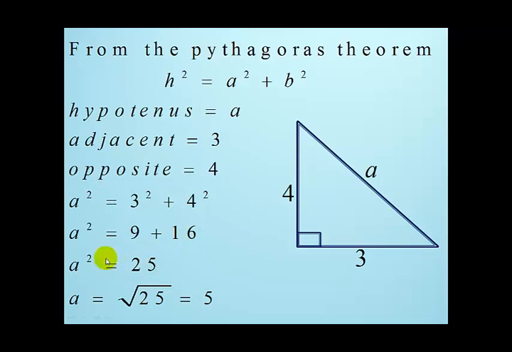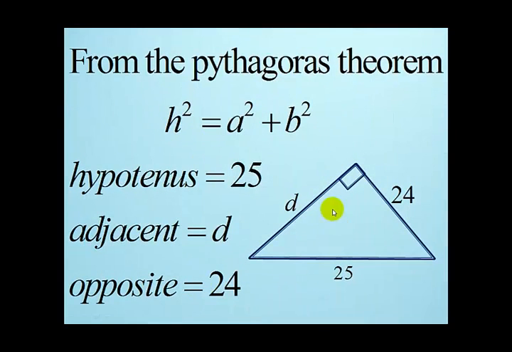So if you have A square equals 25, and you are solving for A, you have to take the square root of both sides. When we take the square root of A square, the answer is A. And when we take the square root of 25, the answer is 5. That means that A is equal to 5. And you can see that 5 is greater than 4 and 3, and so it is true that the longest side is the hypotenuse, that is the side opposite to the 90 degrees angle. So A is equal to 5.